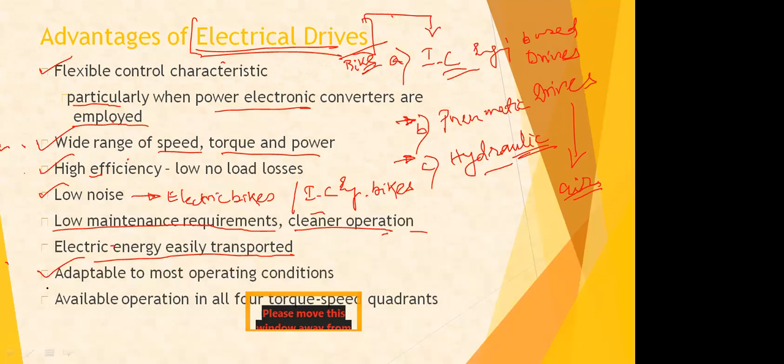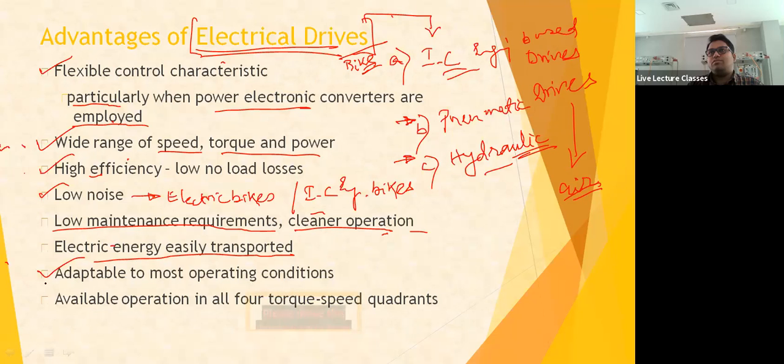See, IC engines are definitely there in boats. But the IC engines are not dipped inside the water. They are transmitting the motion through some type of ropes, some sort of mechanisms by which the motion is transferred to the blades. So the IC engine is not dipped inside the water.